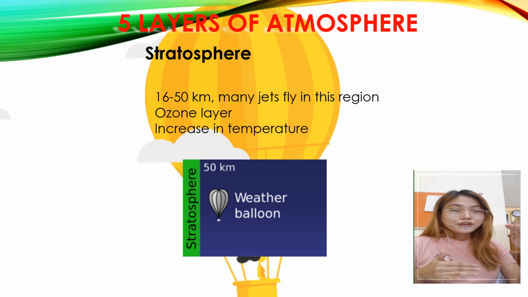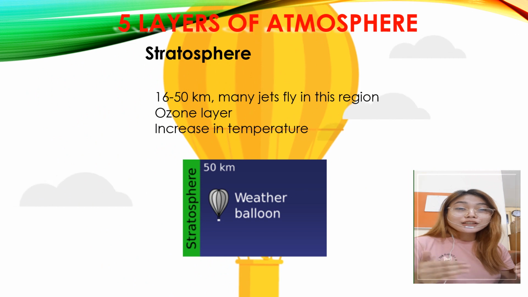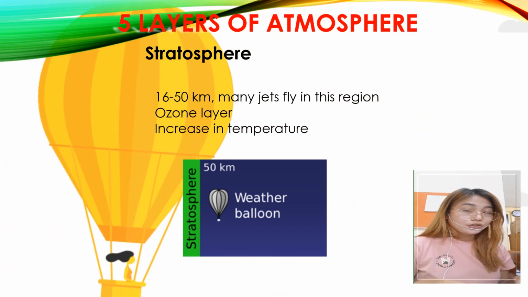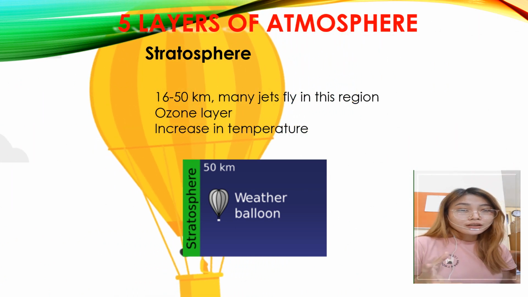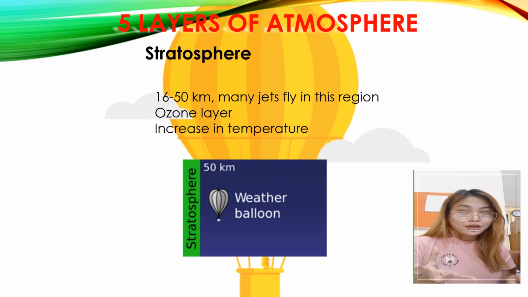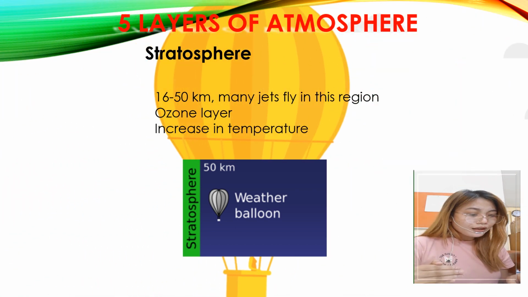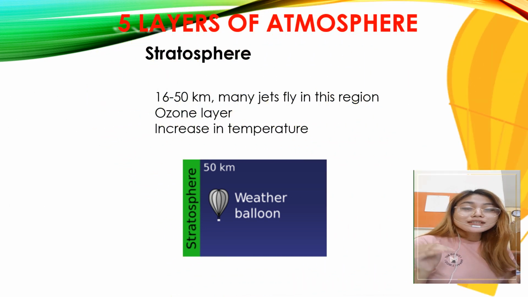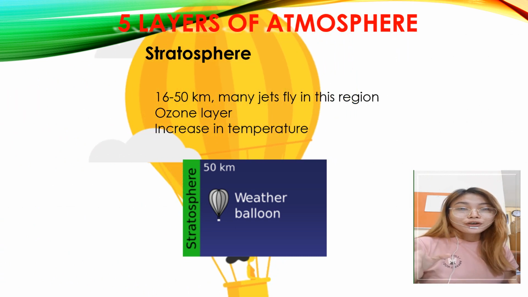The next layer will be the stratosphere. Stratosphere extends from 16 to 50 kilometers above, and many jets fly in this region. This is the layer where the ozone layer is found, and we all know that the ozone layer is composed of the gas called ozone, which traps the heat coming from the sunlight. So as we go here, typically the temperature increases. This is the connection of one word that we used to guess in the 4 Pics 1 Word.